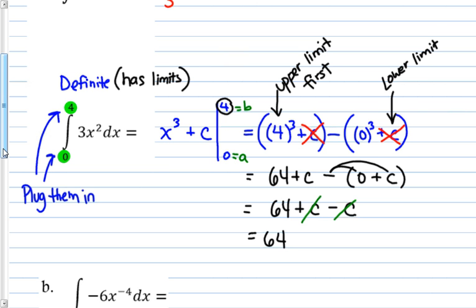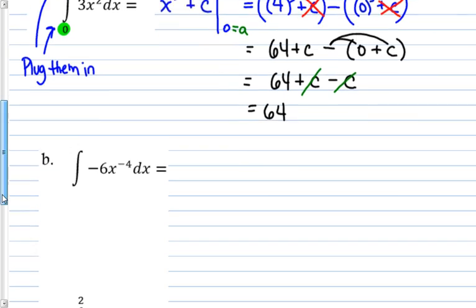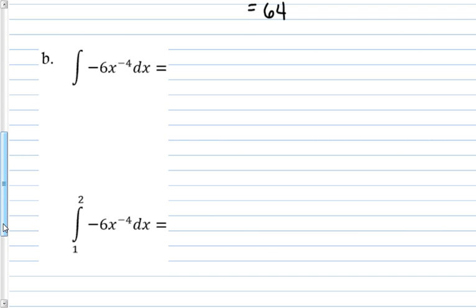All right, so b, same idea. Top is indefinite, bottom is definite. So the top, so negative 6x to the negative 4, add 1, getting negative 3, and then divide by that number, plus c. So my answer is 2x to the negative third power. So really that x goes down here, plus c.